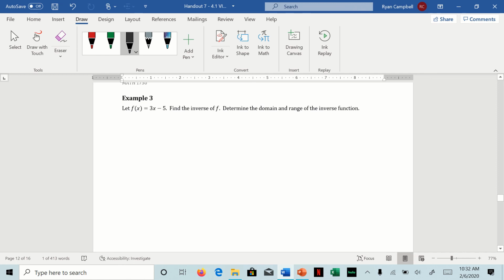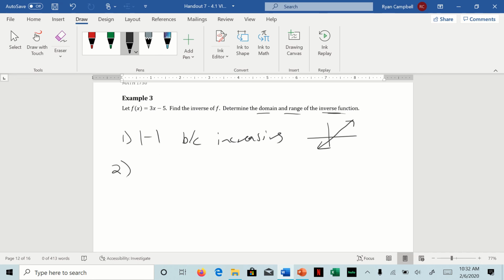All right, let f of x equal 3x minus 5. Find the inverse of f, and then determine the range and domain of the inverse. So step 1, is it one-to-one? We see, yes, it is one-to-one, because it's increasing. We said all increasing functions are going to be one-to-one. So done.